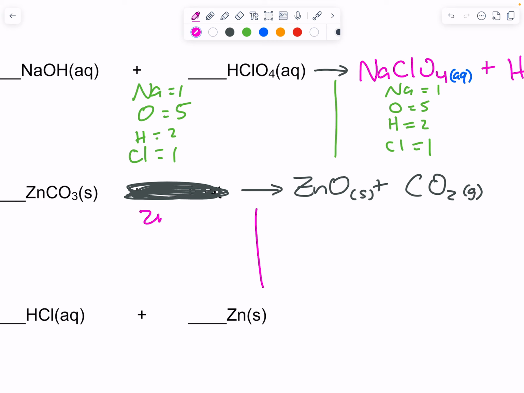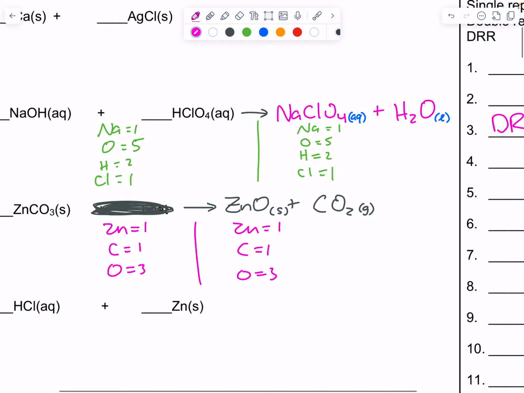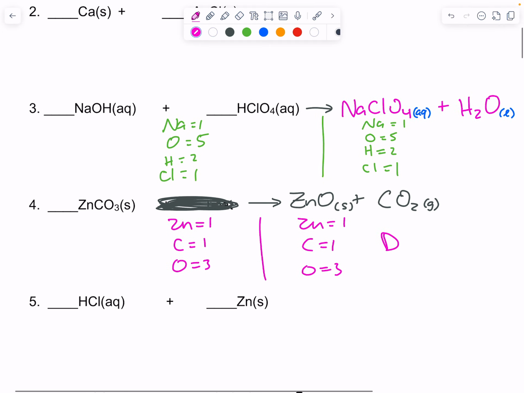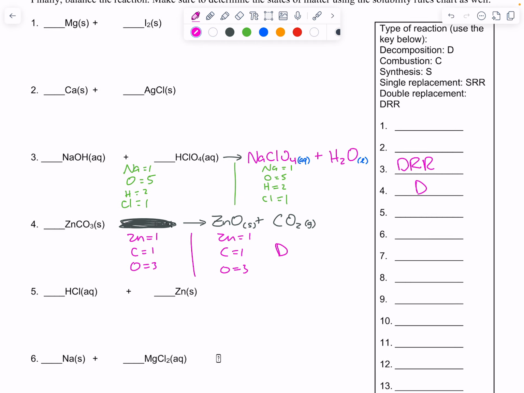Splitting this up, I have ZnCO3. I have 1 Zn, 1 C, 3 O, 1, 1, 3. Huh, this is balanced too. You're lucky. Okay, again, this is decomposition. So for number 4, I put D for decomposition.